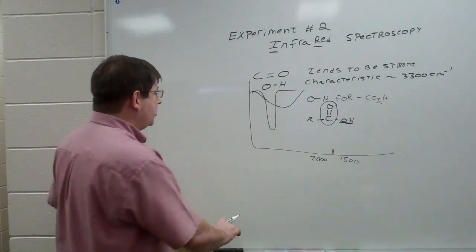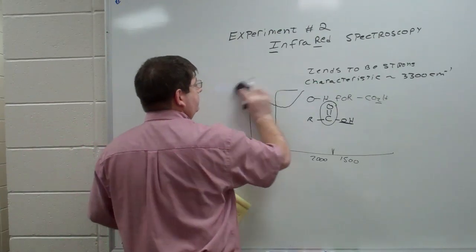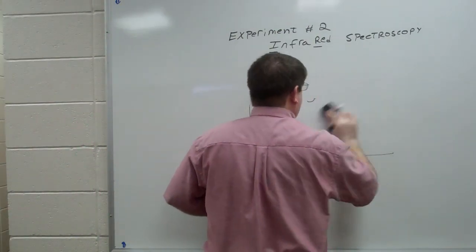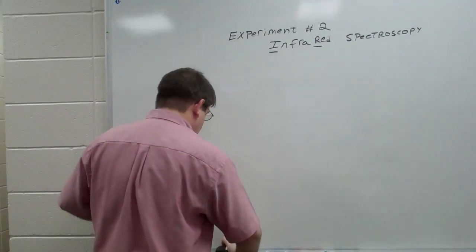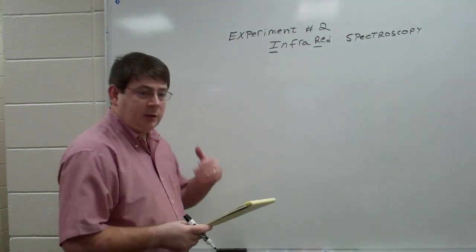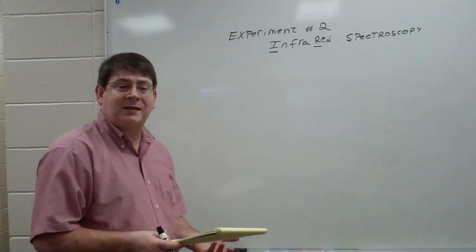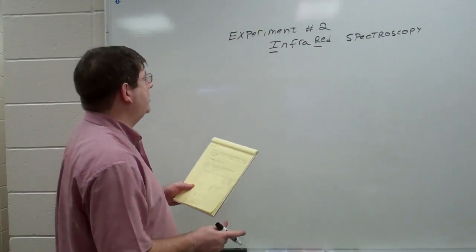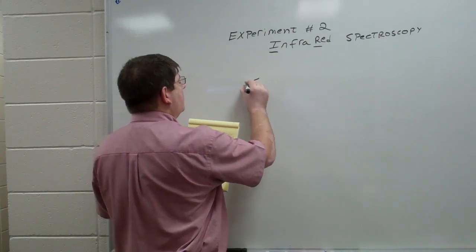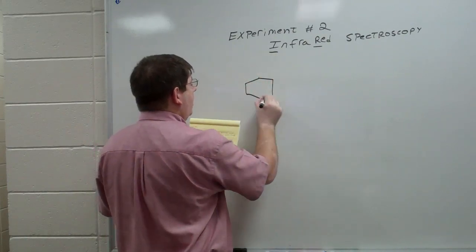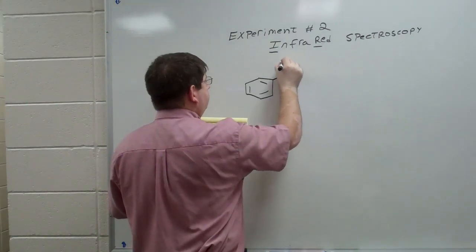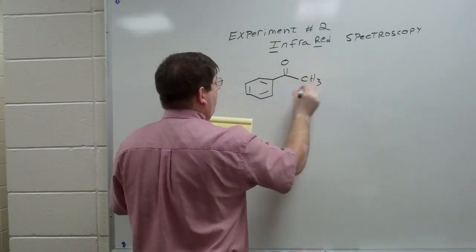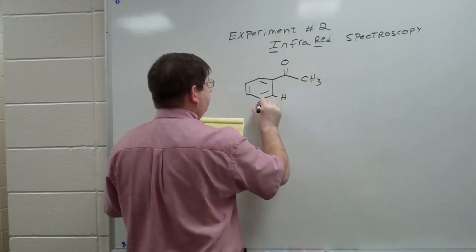Let's look at an example spectrum. I'm not actually going to draw the spectrum out to start with. I'm just going to draw the molecule, and we're going to identify what we would expect to see for this particular molecule. We're going to start off with the simple molecule known as acetophenone. And I'm actually going to draw out all of the hydrogens as well.